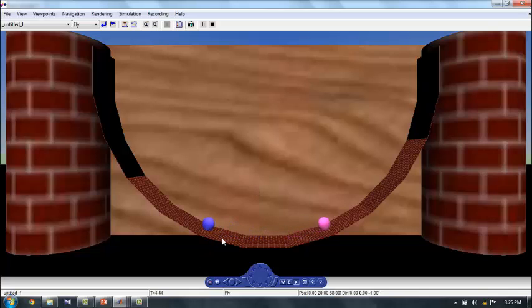Now we can see, as there is friction, there will be energy loss in every displacement of the balls, so eventually they will come to rest. So they are slowing down as expected. Now let's change the size of the balls.